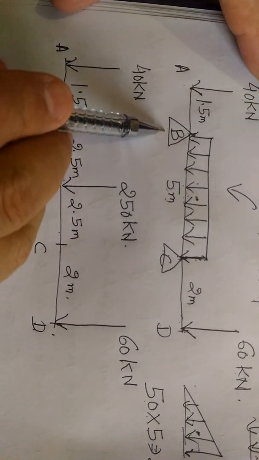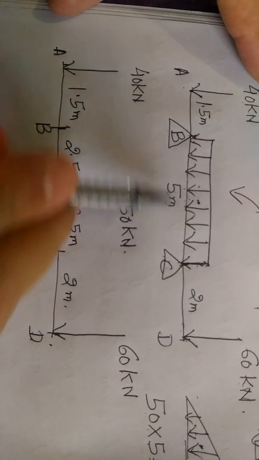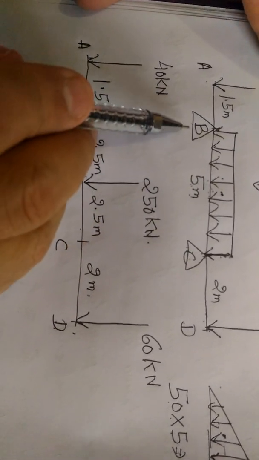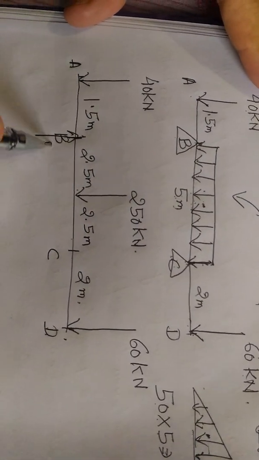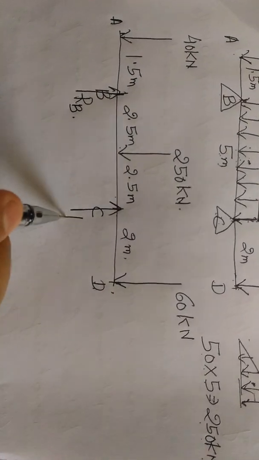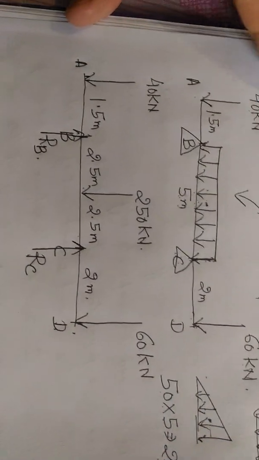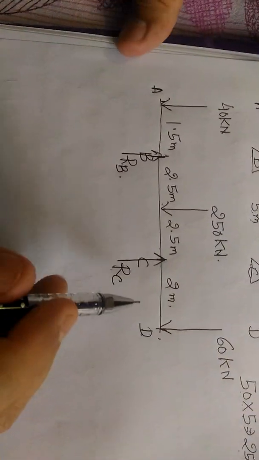Now since this beam is in static equilibrium, it is subjected to two reactive forces or reactions at B and C. It is simply supported at B and C, so it will be subjected to only one reaction each at B and C. That is, the reaction at B is say RB and the reaction at C is say RC. Now our aim is to find these reactions RB and RC.